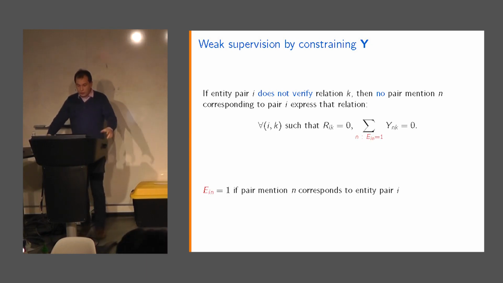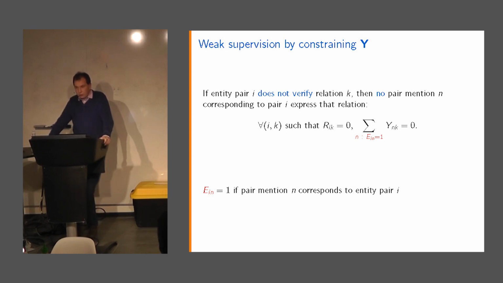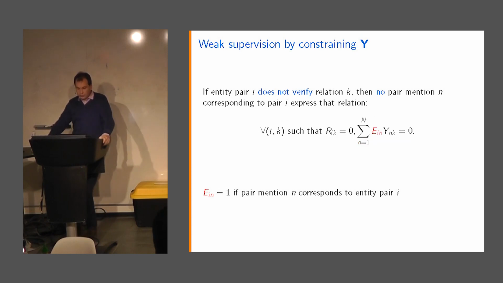And so again, we will consider exactly the same kind of constraints. Except that in that case, instead of forcing the sum to be at least equal to 1, we want all the elements of that sum to be equal to 0. And so this is equivalent to saying that the sum should actually be equal to 0. So this is very similar to the previous constraint.